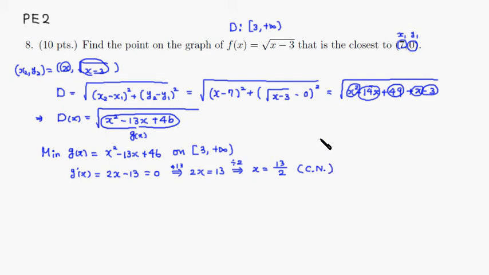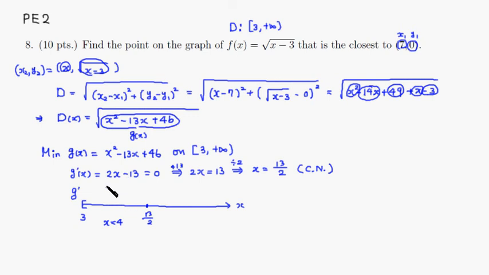Then we want to make sure this gives the minimum, so we look at the number line. x starts from 3, and 13 over 2 is 6.5, so somewhere around here. Let's look at the sign of g prime, trying anything between 3 and 13 over 2, like 4.